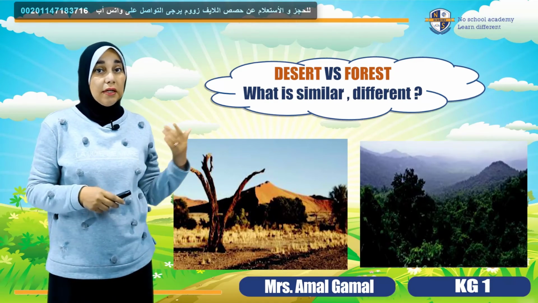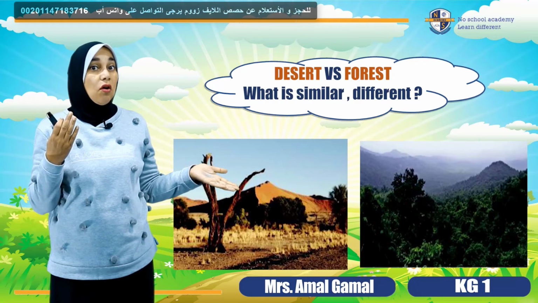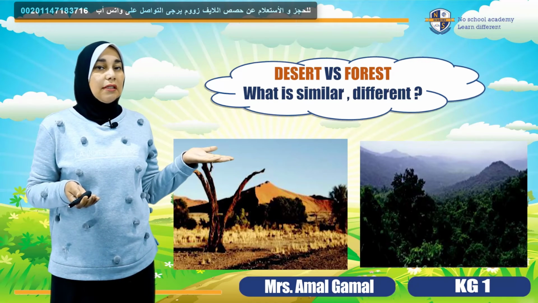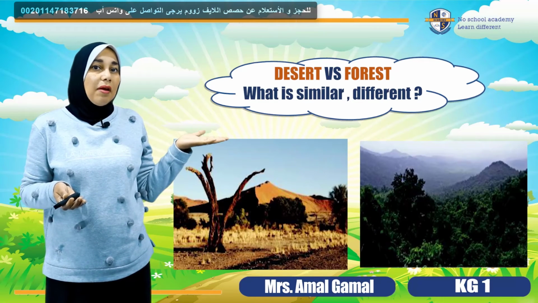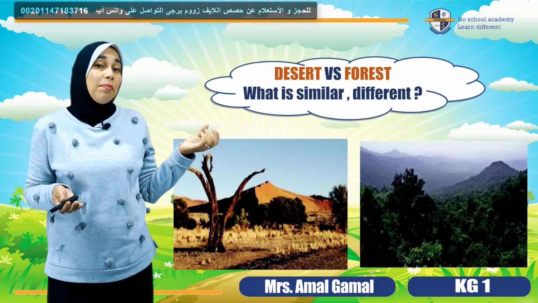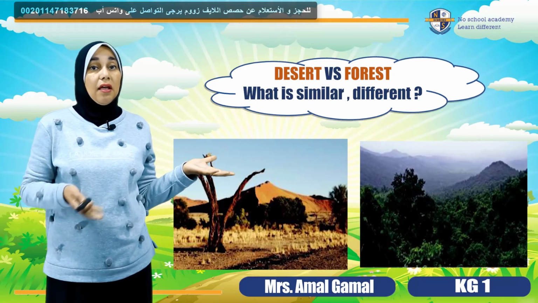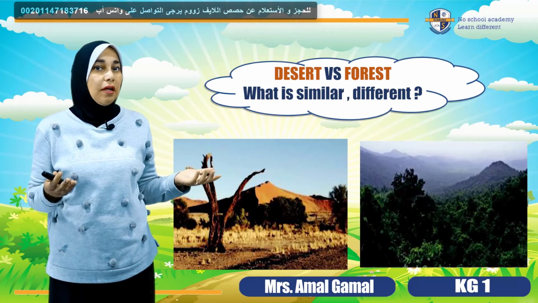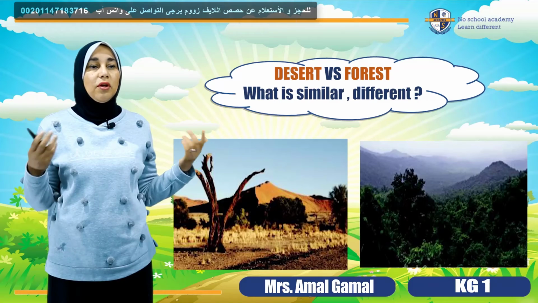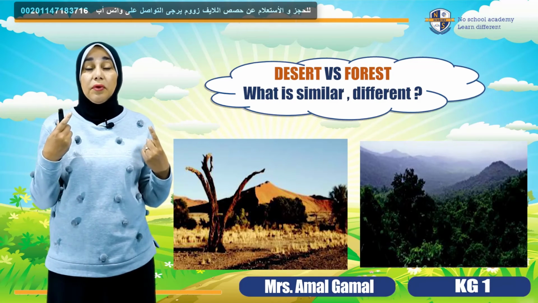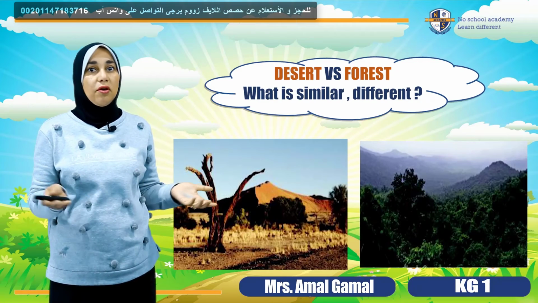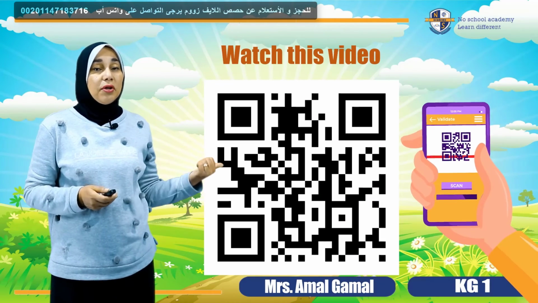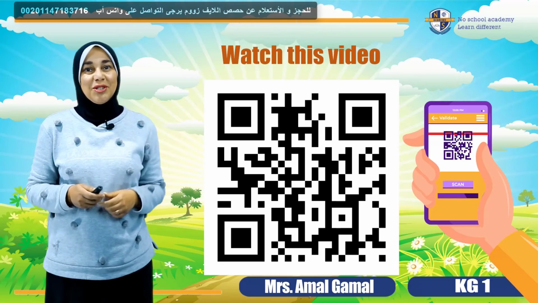So the difference between desert and forest: the desert doesn't have much water, doesn't have many plants, and even the plants look yellow and very pale. They don't have enough water. But the forest is very rich, green all the way around you. Everywhere you look, you will find green. So a lot of water, a lot of plants, and all of them are green. We have another QR code to scan and watch.